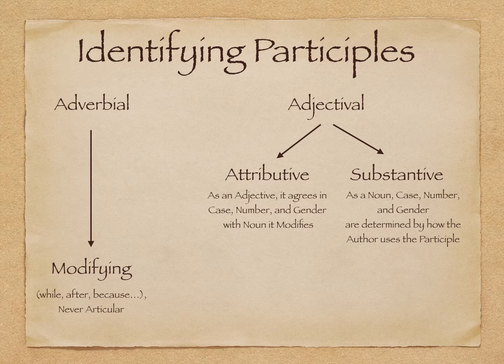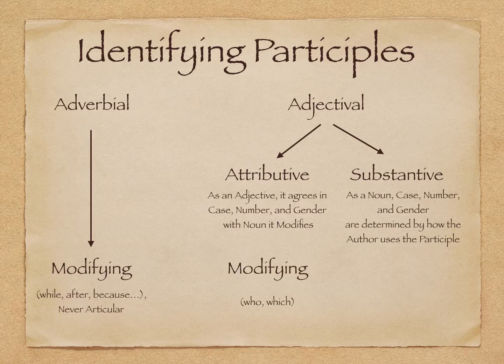On the other hand, that participle might be substantive. It's actually functioning as a noun, and its case, number, and gender do not match a noun in that clause or sentence, because that substantive is the noun. And the author uses that participle in the sense of a noun, but also combined with the action sense of a verb. It's a participle in a robust sense, if you will.